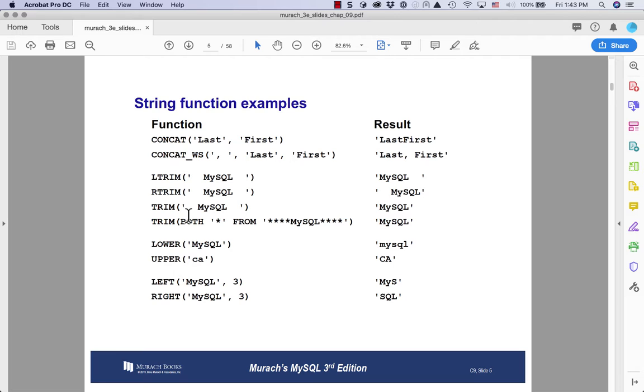Trim trims left and right. So the result is we just get MySQL with no leading or trailing spaces, which is pretty good.